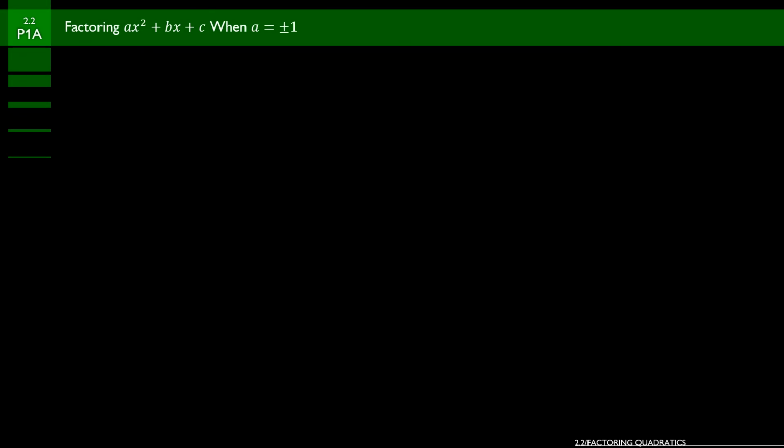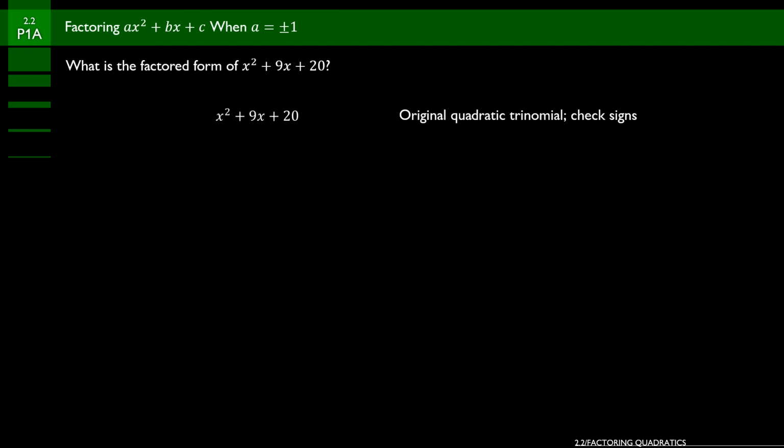We're now going to take what we just learned and put it into practice. The question for problem number 1a is, what is the factored form of x squared plus 9x plus 20? Again, we start by looking at the sign in front of the constant, and it just happens to be positive. This tells us we're going to have the same signs in both sets of parentheses. Then we look at the sign in front of the bx term, which is again positive. So we're going to have a positive in the first set of parentheses and a positive in the second.